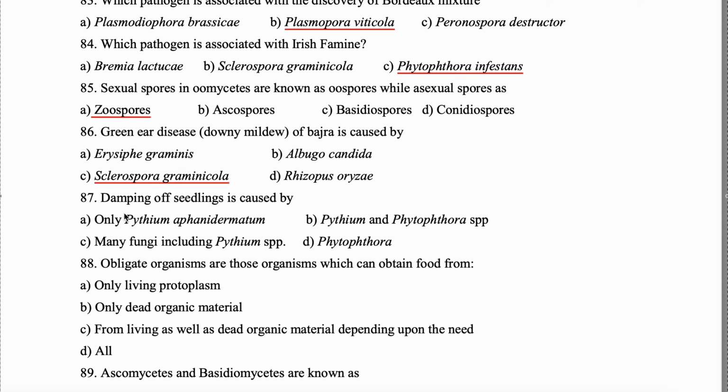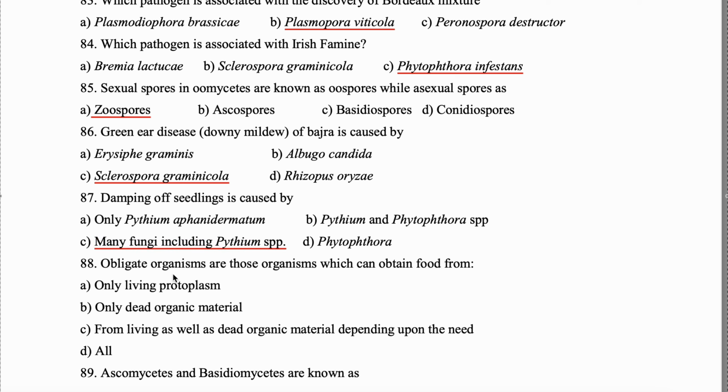87. Damping of seedlings is caused by... So normally damping off of seedlings is caused by Pythium, correct? But along with Pythium, there are other fungi as well which can cause damping off. So here the answer will be many fungi including Pythium species.